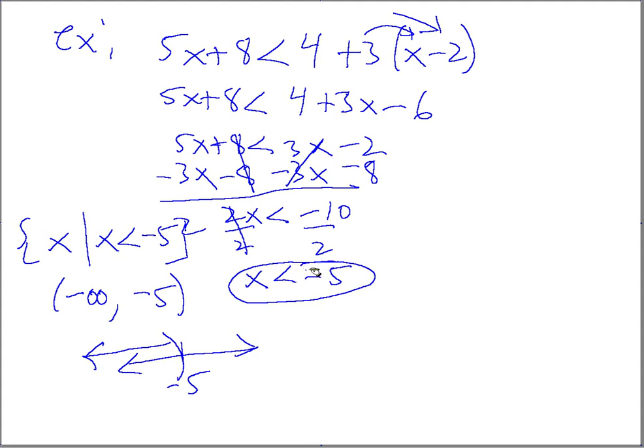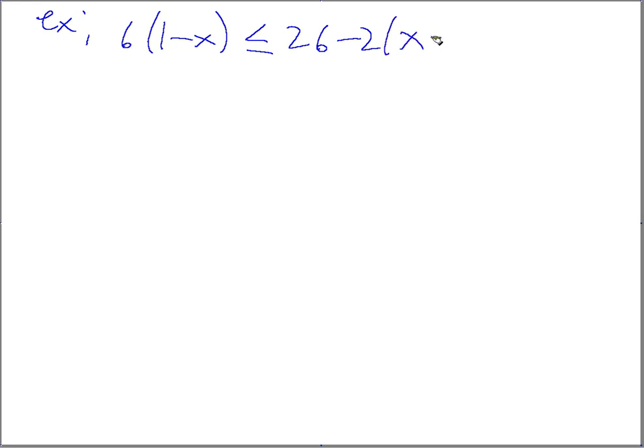Okay, let's go and try one more now. I want to take a look at what are called compound inequalities. Let me go and clear out the screen. Let's take a look at this inequality here then. Let's solve 6 times 1 minus x is less than or equal to 26 minus 2 times the quantity x minus 2.